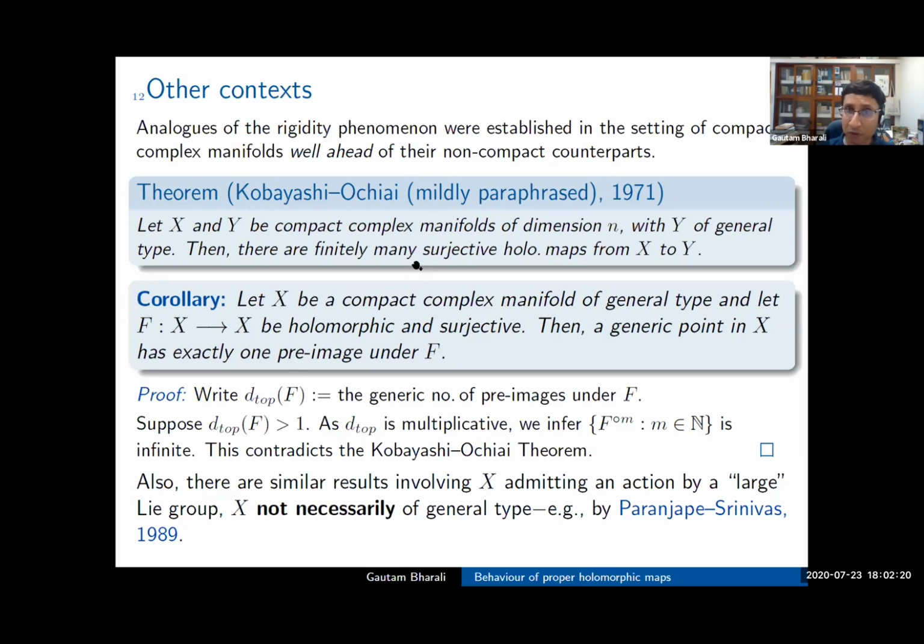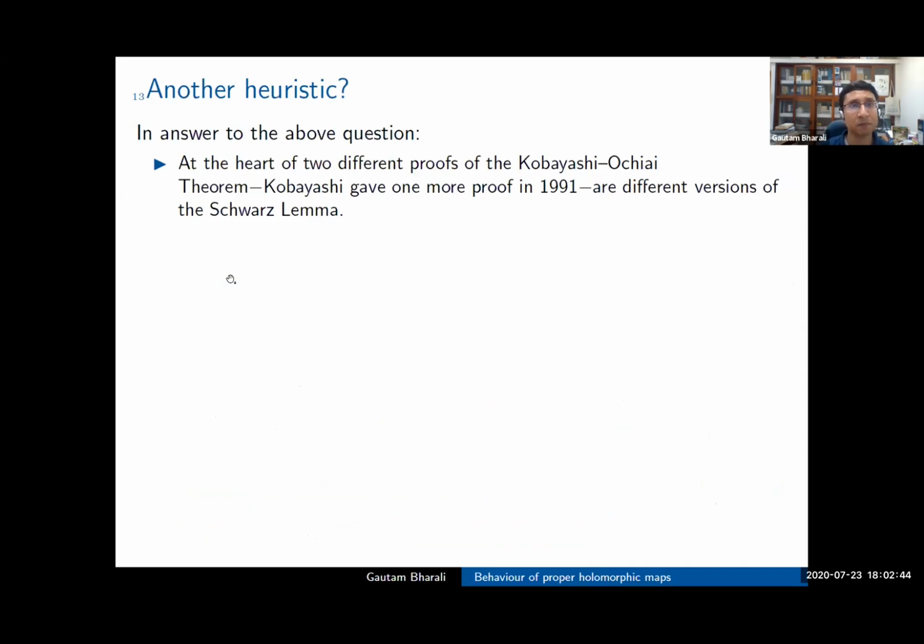Some of you in the audience would be familiar with a result of this sort, which is the result by Paranjpe and Srinivas from the late 80s. But the point I want to make is that for those of you who do know the proofs of these results on this particular slide, there are certain heuristics I can steal from this universe. And what is the universe that I now want to go to?